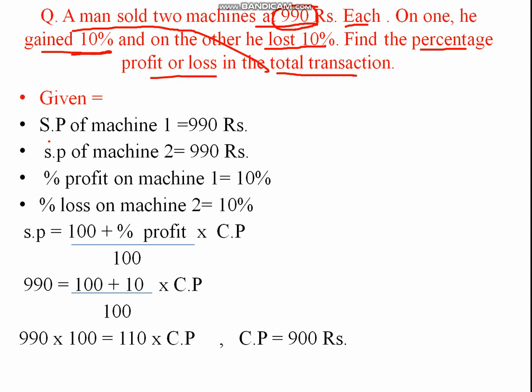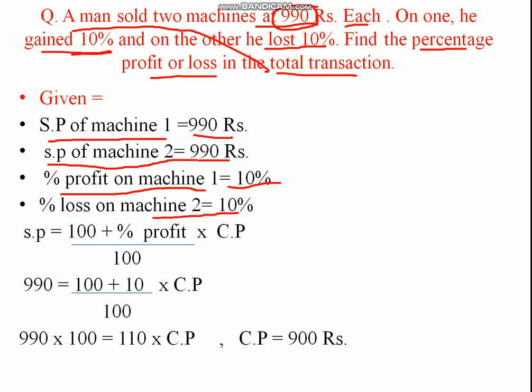So see the given things. SP of machine 1. Suppose there are two machines, machine 1 and machine 2. So SP of machine 1 is 990 rupees and SP of machine 2 is 990 rupees. From the first sentence of the given question, the selling price of each machine is 990 rupees. Next, percentage profit on machine 1: on one machine he gained 10%. So percentage profit on machine 1 is 10% and percentage loss on machine 2 is 10%.